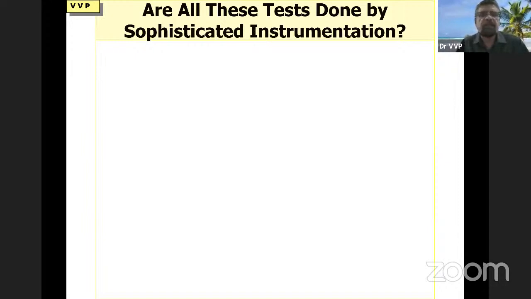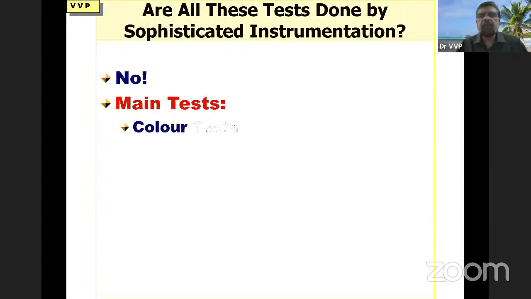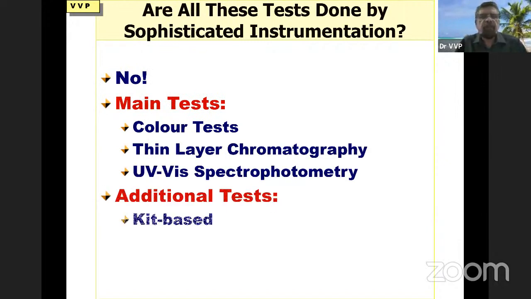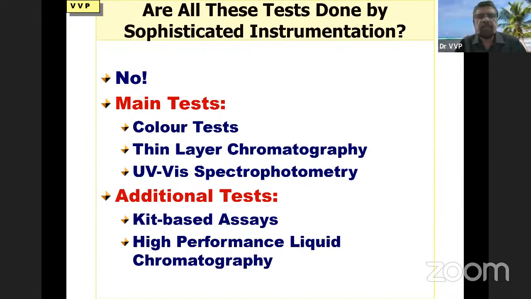The first question that arises, and we are commonly asked this, is: you are doing so many kinds of toxicology tests, so are you using a lot of sophisticated instrumentation, and how are you managing? I've already given you a glimpse of an answer: we really don't utilize sophisticated instrumentation much of the time. We rely mostly on simple tests like color tests, TLC, that is thin layer chromatography, spectrophotometry, and sometimes additional tests like kit-based assays or HPLC, that is high performance liquid chromatography. In at least 70% of the cases, we utilize only these kinds of simple methods and tests.